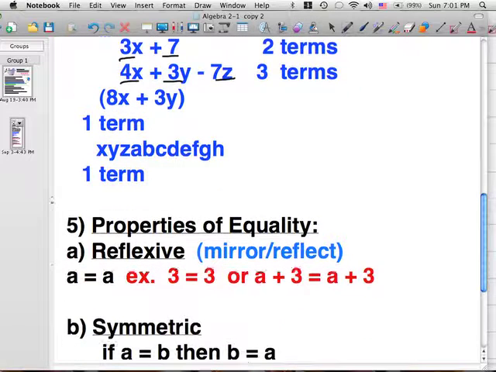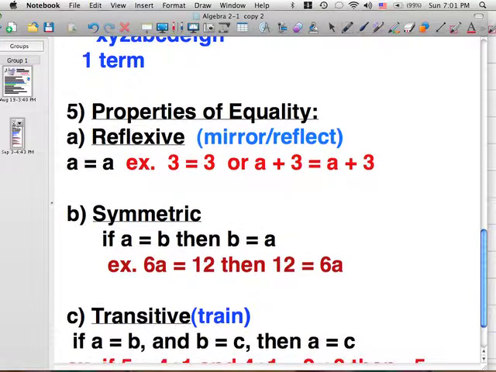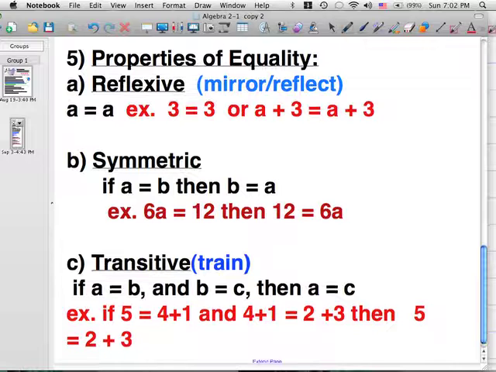The properties of equality we're going to be using. Some of these you have already used in the past but never had a formal name for them. The first one is reflexive. I consider it the mirror property, or the reflecting property. It says that A equals A. In other words, what's on the left is identical to what's on the right. And this is used quite a bit in geometry.